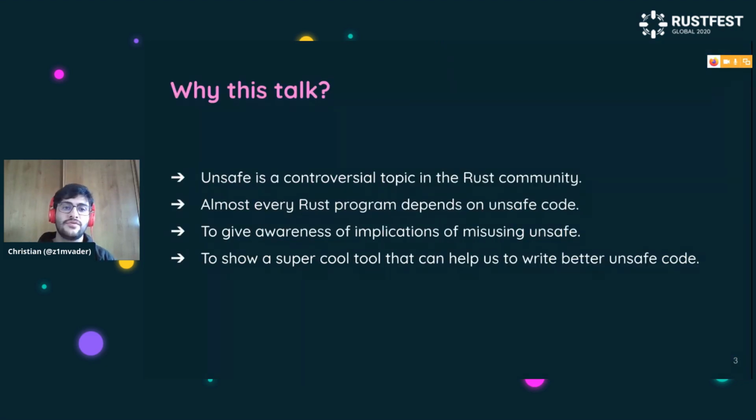So first of all, I want to say why I want to give this talk and why I think it is important. The first thing is that unsafe is a controversial topic in our community, but at the same time it is something that we need, something super special that Rust needs to work and to be able to do the awesome stuff that it already does. So basically every program you have uses unsafe in one way or another, even if you don't know it. And it's super important to be aware of the implications of what happens when you use unsafe incorrectly, or if someone else does.